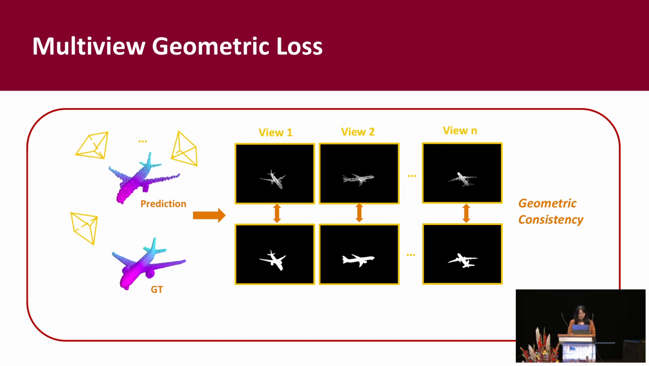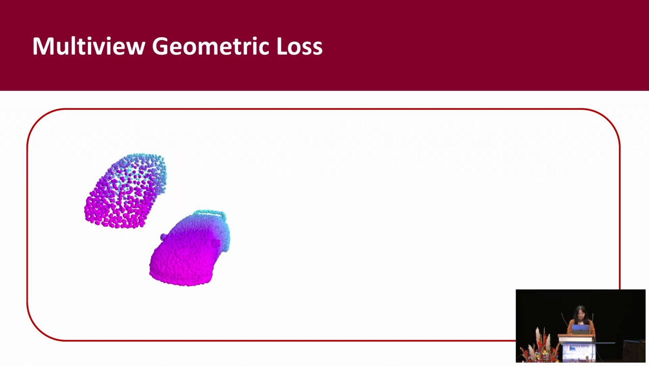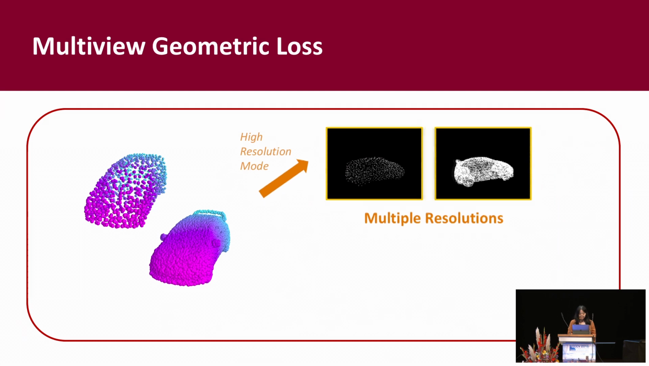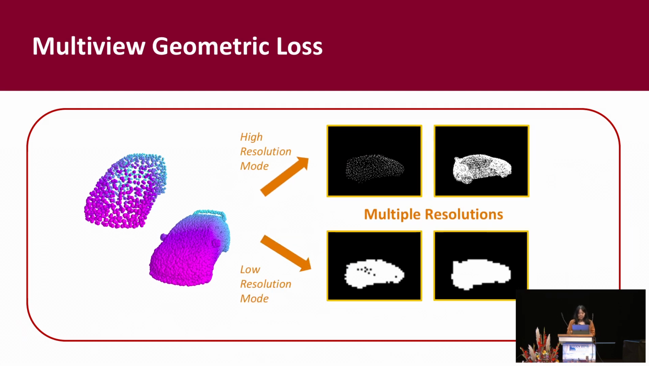However, we could see in these synthesized images that they are with different densities. There's another example of density difference. The projection images from ground truth are much denser than our corresponding prediction. To resolve the discrepancy, the multi-view geometric consistency loss is added in multiple resolutions. In the low-resolution mode, the density difference of the 3D point cloud will not be reflected in projected images.